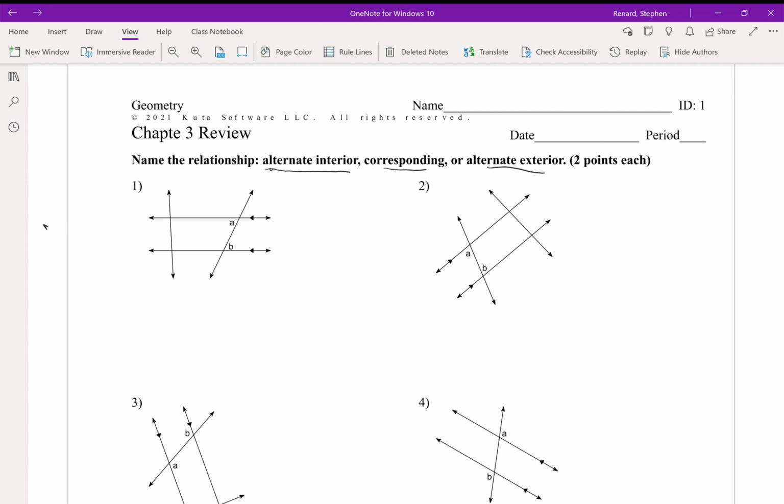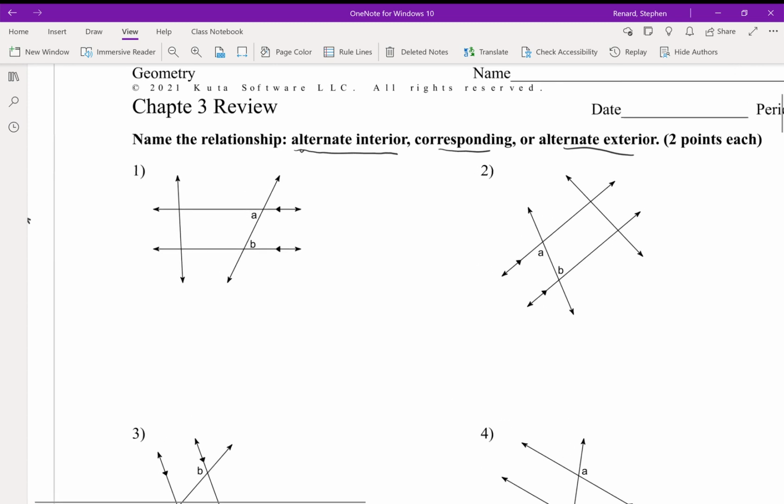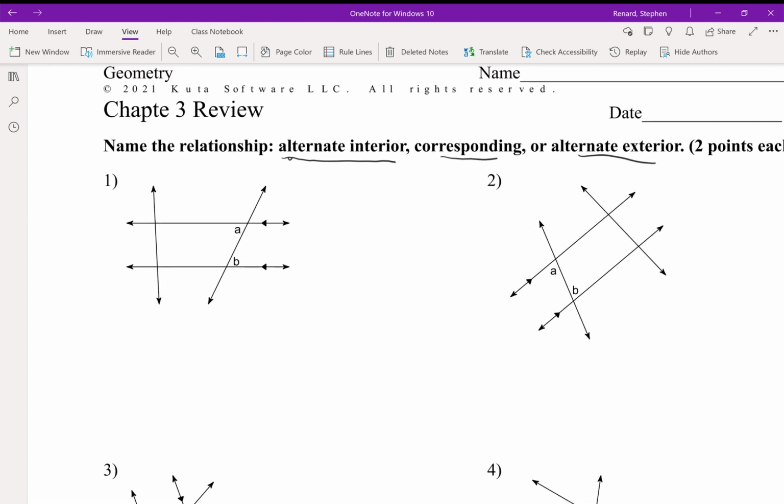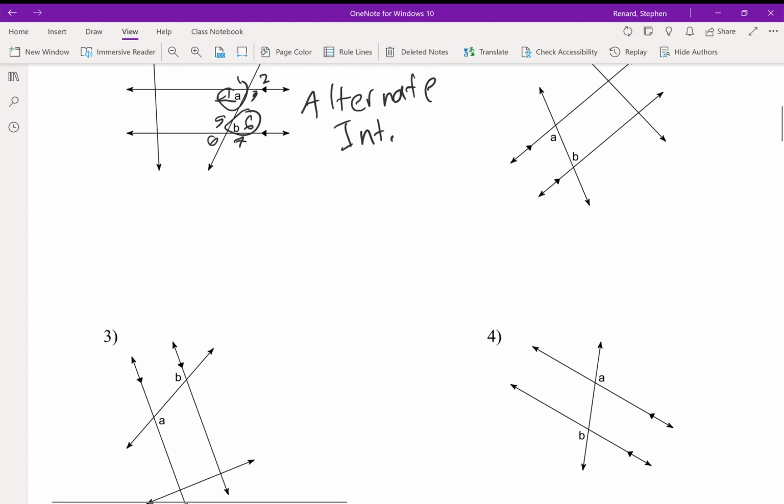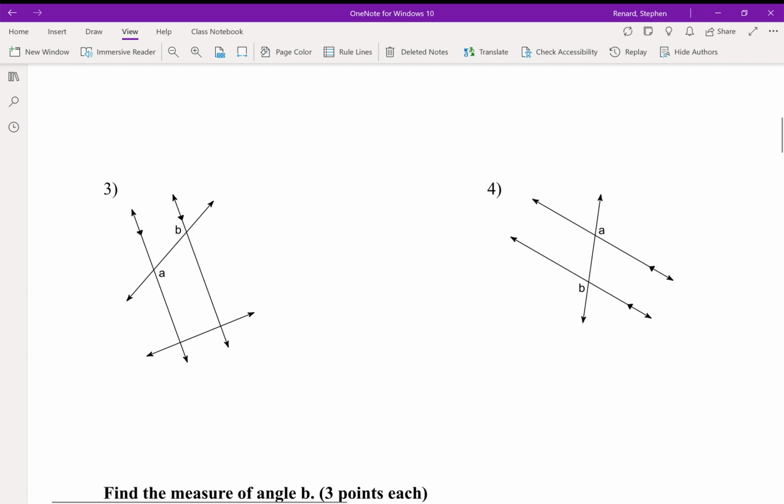So here, what I would do if I were you, because this is a test, so it's going to be open note, is grab your cheat sheet that I said was oh so important, and ask, okay, what are 4 and 6? And I would see that they are alternate interior angles. Do the same for 2, and then you come up to 3.